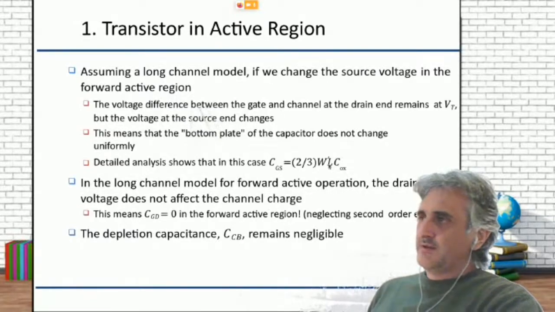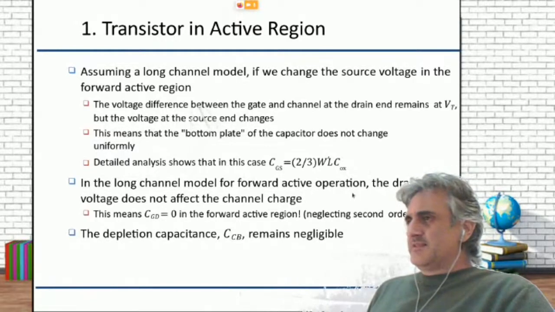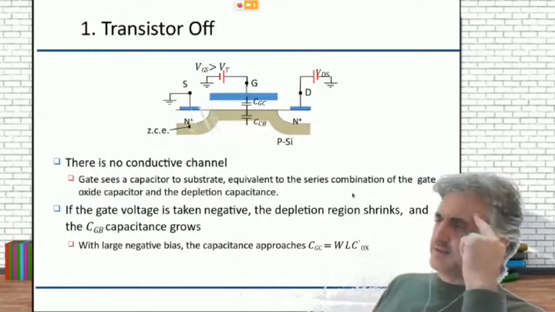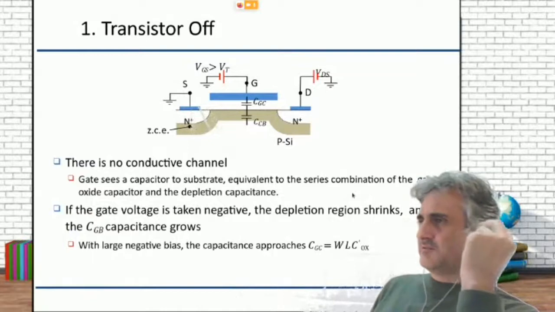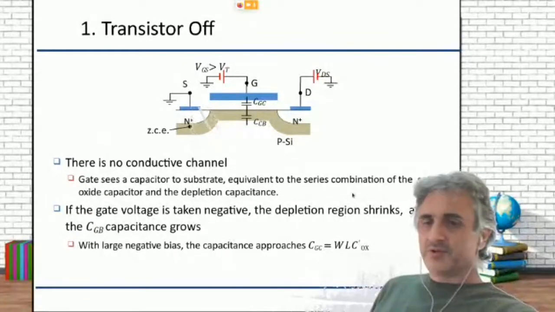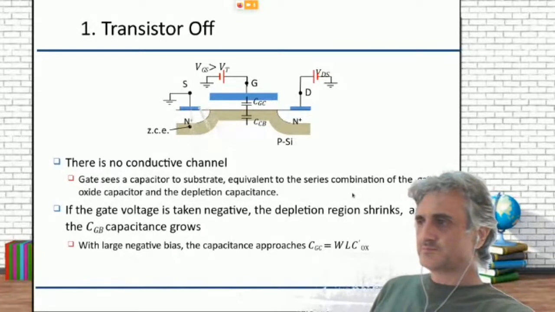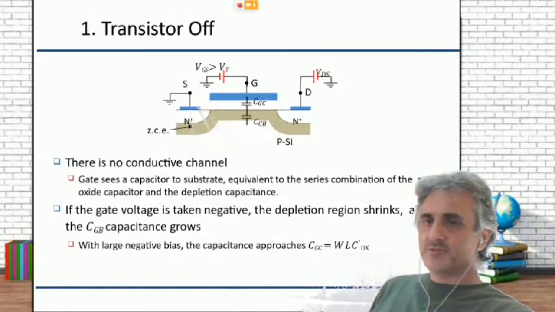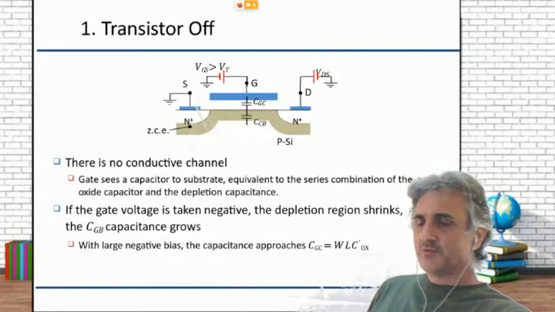And then the interesting thing in cutoff. What happens in cutoff when we have no channel? When we have no channel, we have a capacitor.